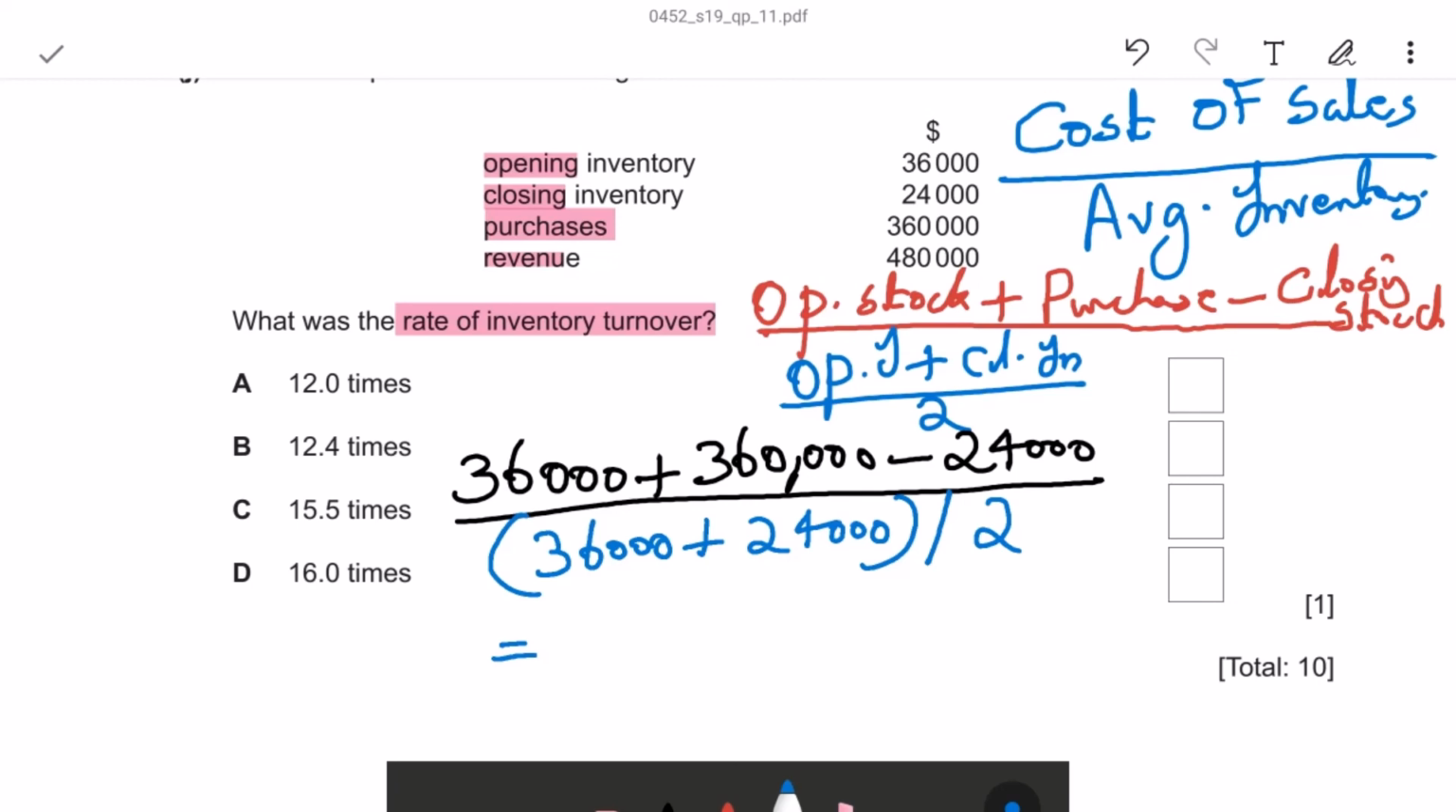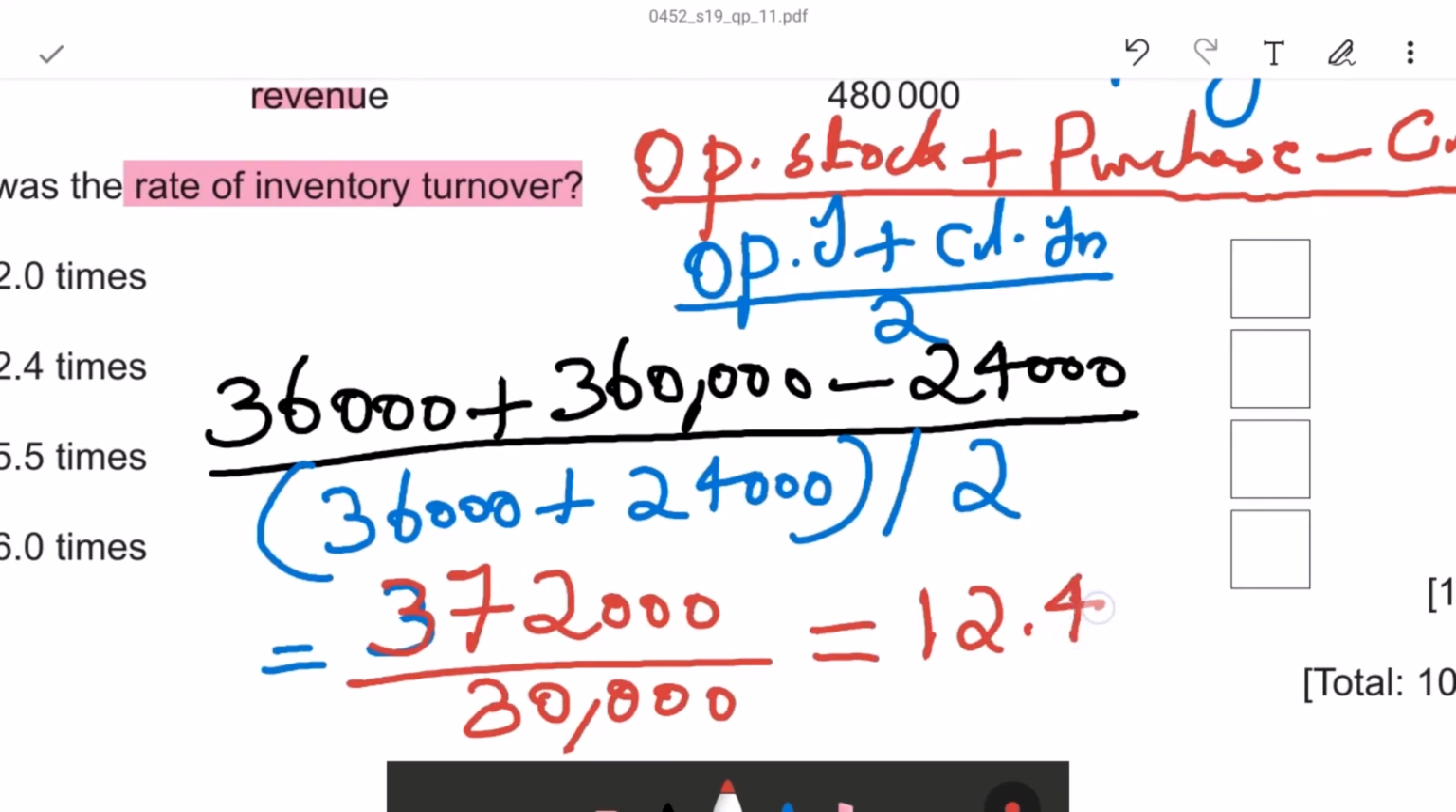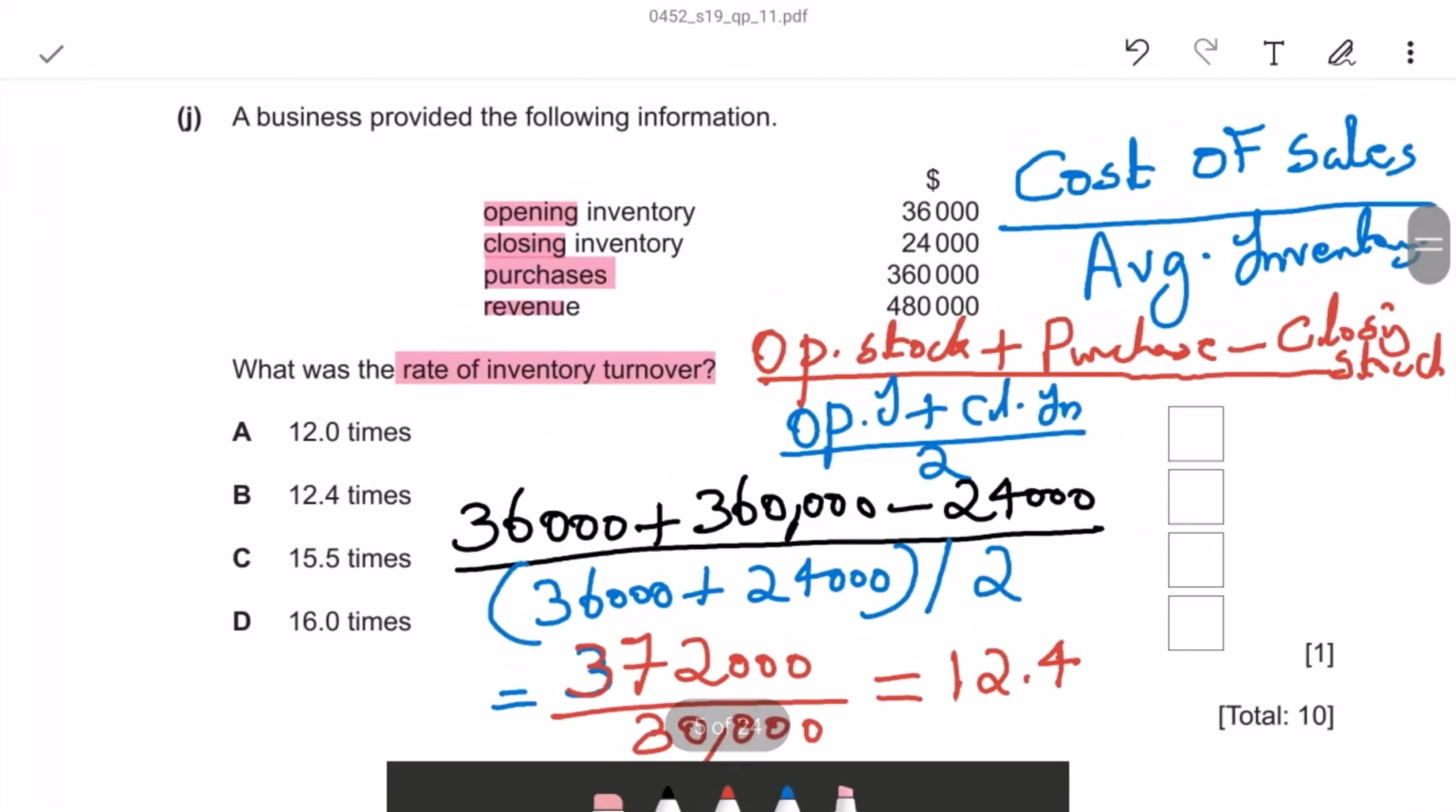So how much does it come to? 372,000 divided by 30,000. What is the answer? 12.4. So the correct answer is 12.4, answer B.